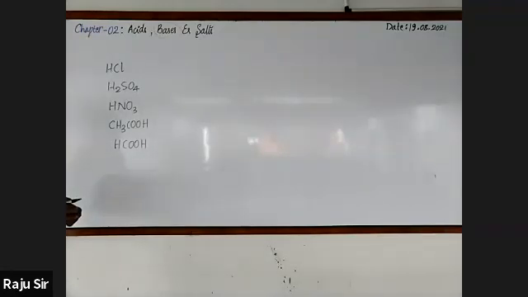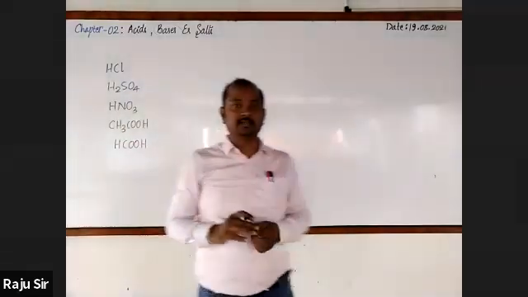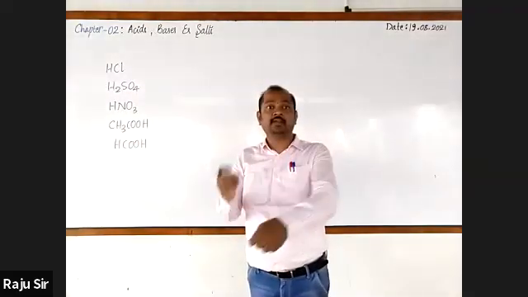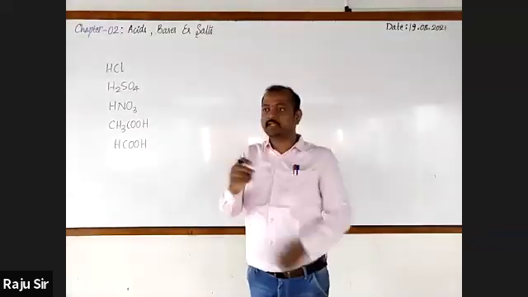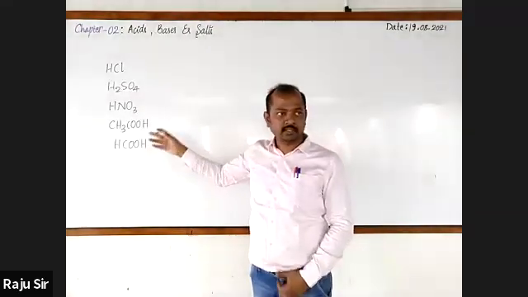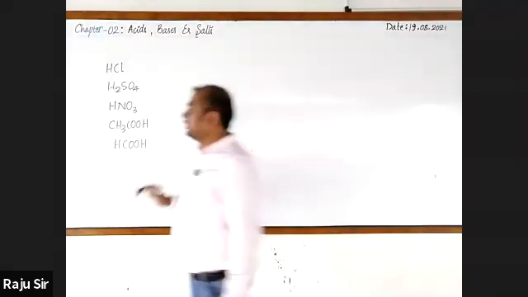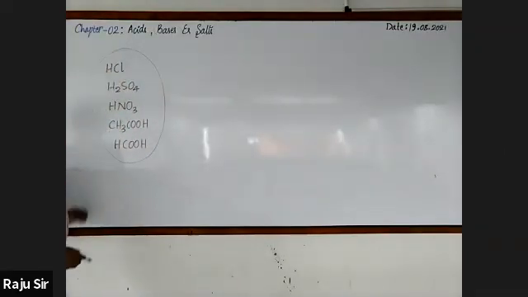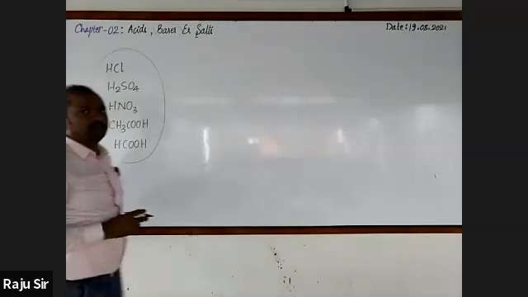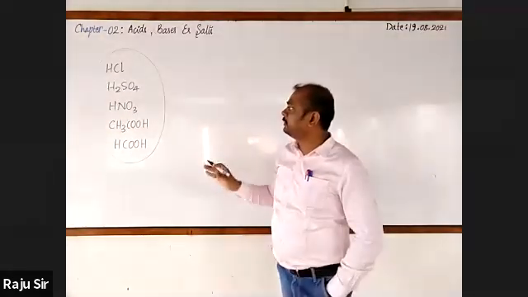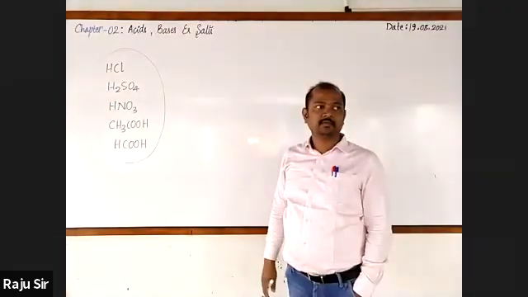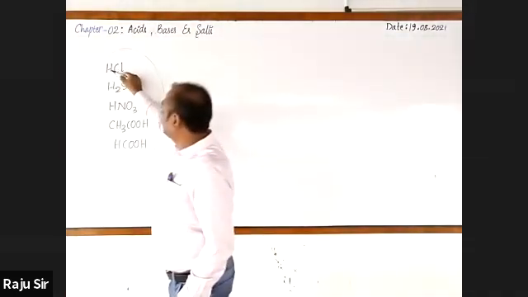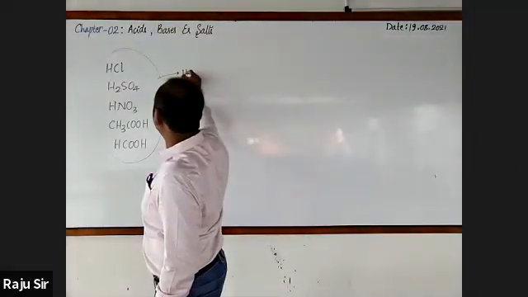What is the other name of formic acid? It is also called methanoic acid, which is produced by the ant when it bites us, right? It injects the acid called methanoic acid, nothing but formic acid. So these are the acids. You can notice that the common element present in all these acids is hydrogen. Hydrogen is there, isn't it?